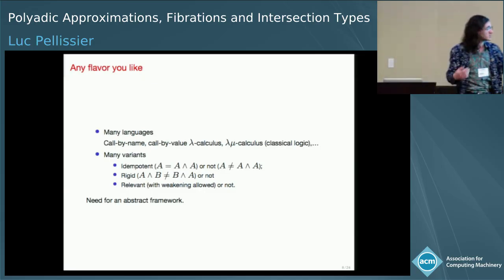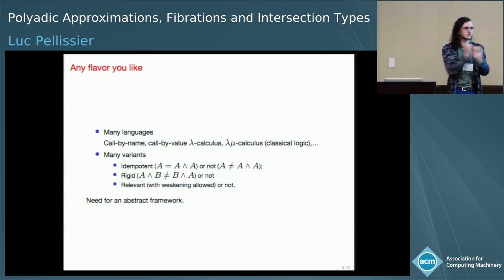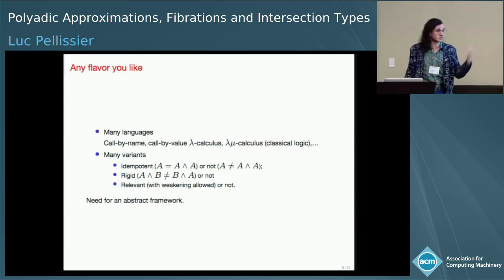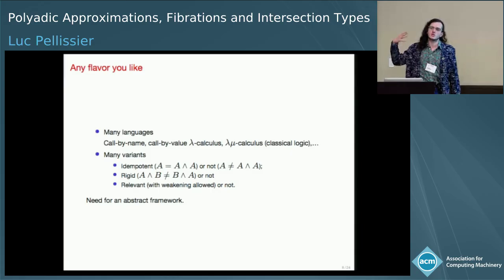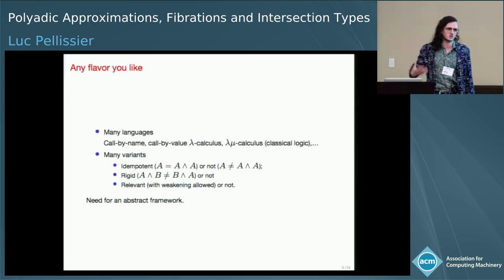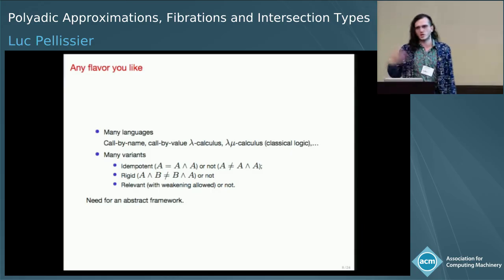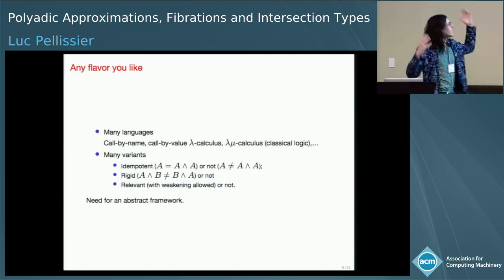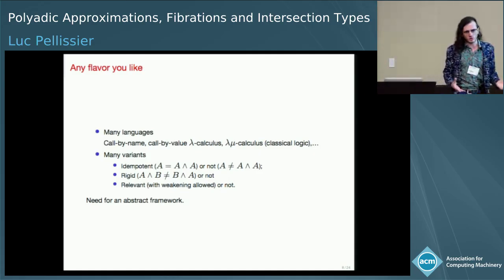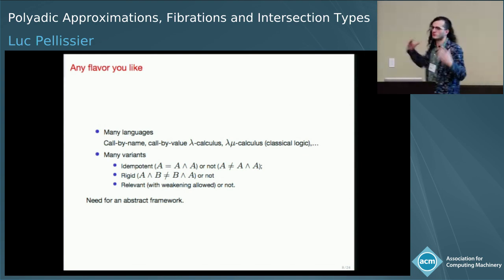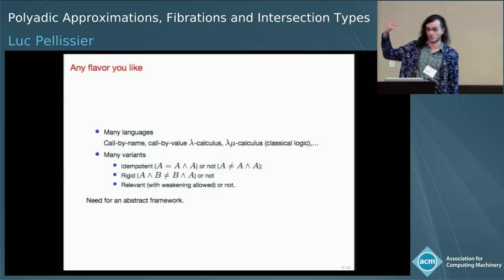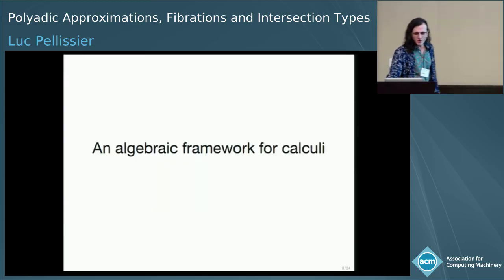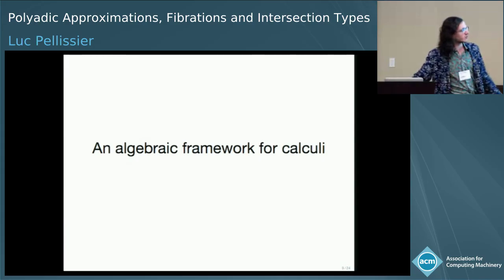There are some intersection types that are rigid, where it's impossible to commute. But there are some that are not. The same thing with relevance, etc. Also, intersection types are used to characterize different properties of normalization: strong normalization, weak normalization, and so on. So there's a need for an abstract framework, which causes us to move up the ladder of abstraction. Indeed, we need an algebraic framework for calculi.